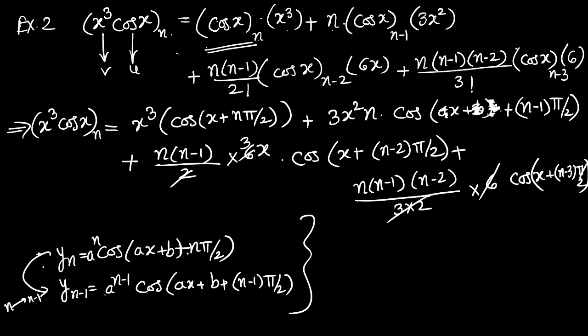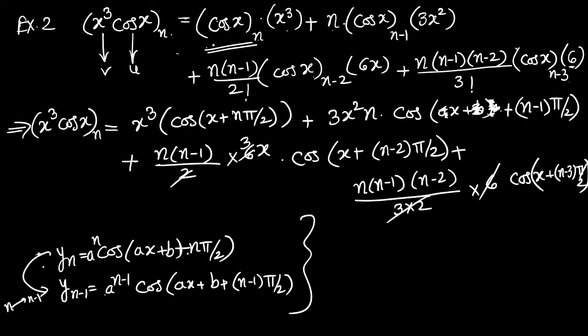Then cos x, that means u_(n-2), into the derivative of 3x square, which is 6x. Now another derivative also exists. Therefore, the next term is n into n minus 1 into n minus 2 upon 3 factorial into cos x, its n minus 3 derivative, into 6. Now the next derivative of 6 is 0. Now we simplify the formulae.